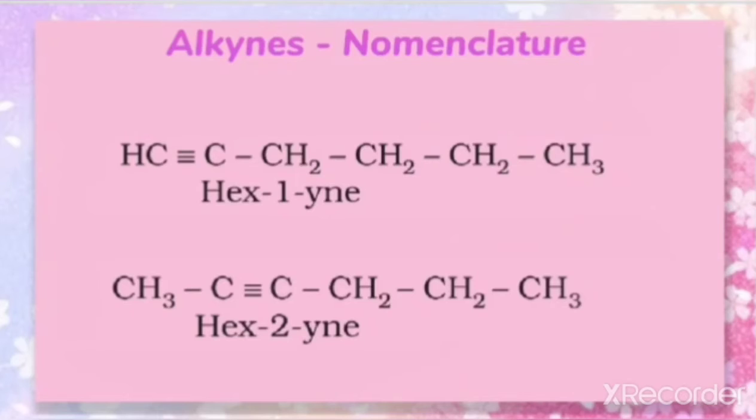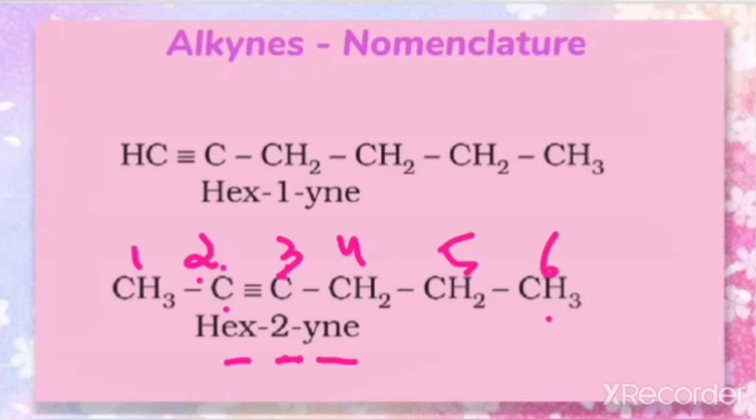When we look at the second structure, the number of carbon atoms is the same as before, that is 6. But what is the difference? The difference is the position of the triple bond, which is between the second and third carbon. This is the first one, this is second, third, 4, 5, 6. So here the triple bond is between the second and third. So we have to name it hex-2-yne, because the triple bond is between the second and third. So we have to use the number 2 here.